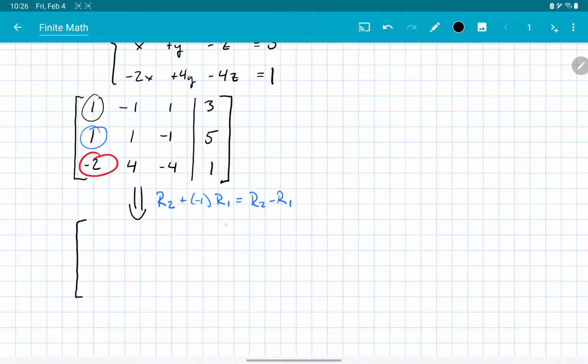Okay, let's do that. So row 1 stays the same. Row 2, we subtract row 1. So 1 minus 1 is 0. 1 minus negative 1 is 2. Negative 1 minus 1 is negative 2. And 5 minus 3 is 2. Okay. And then let's keep that third row the same for now.